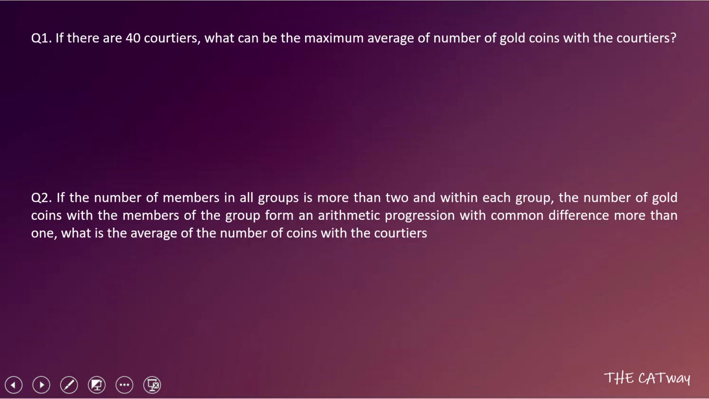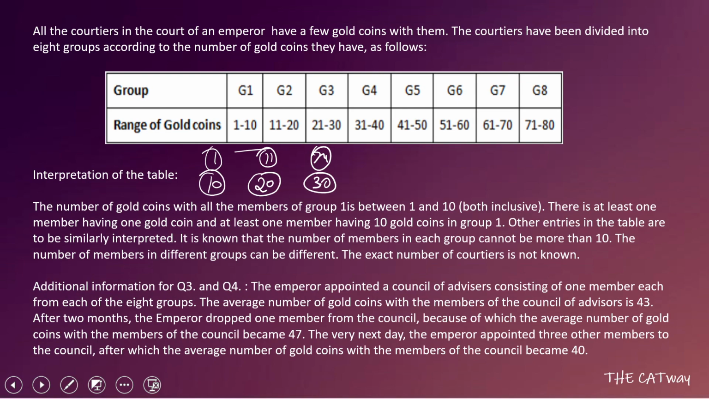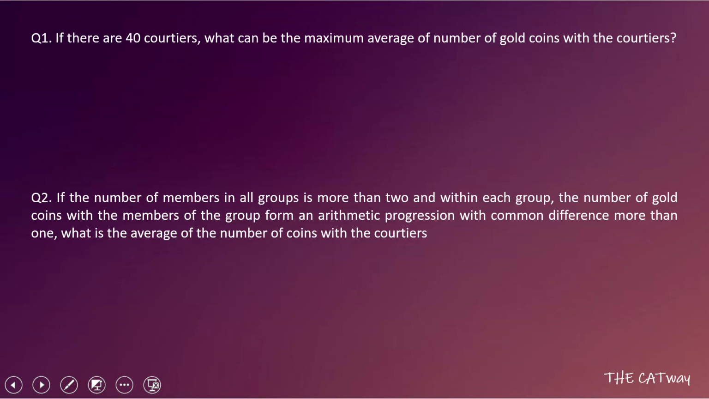Let's move towards the question. It says if there are 40 courtiers, what can be the maximum average number of gold coins with the courtiers? Now there are 40 courtiers, and from the interpretation of the table, there is one person with 1 and one with 10, one with 11 and one with 20. So we can say that every group will have a minimum of two courtiers. That means all groups will have 16 courtiers. Now we need 24 more courtiers.